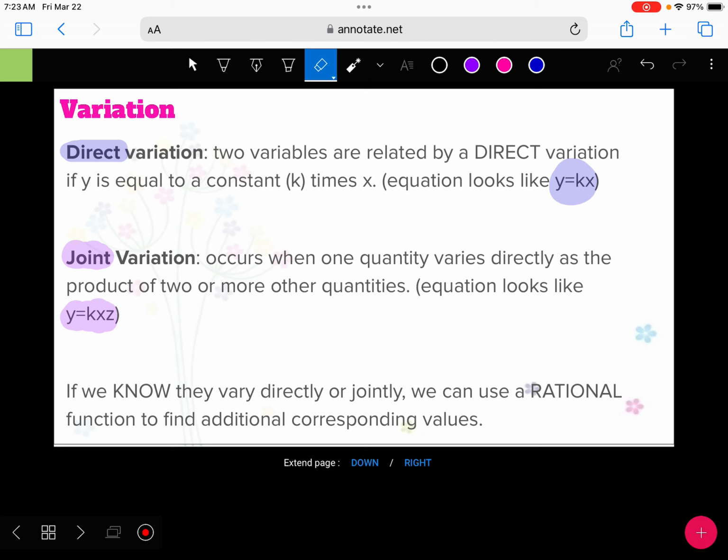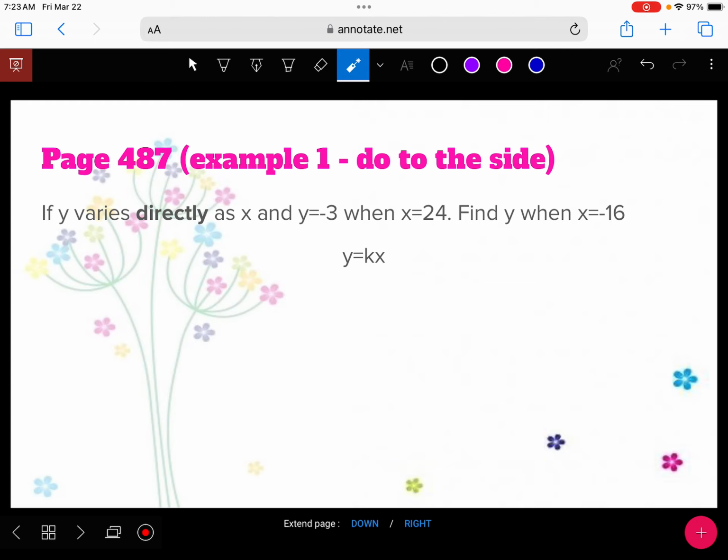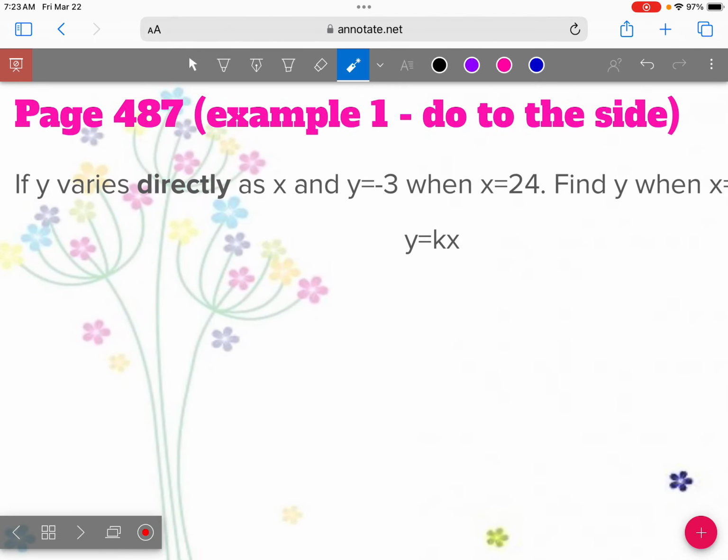So they're kind of awkward, but we're going to need to know, oh, sorry, my thing. These and these, that the direct connects with this, and joint connects with this, and we're going to have one more after we practice these two. So this is the kind of problem that we're going to have.